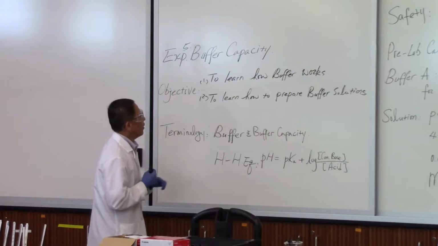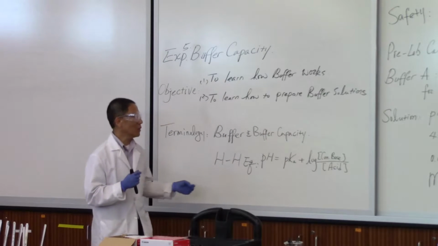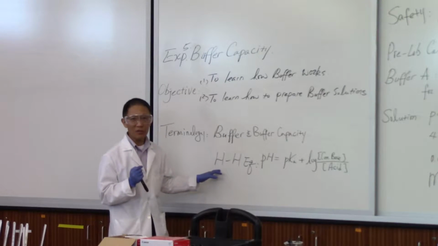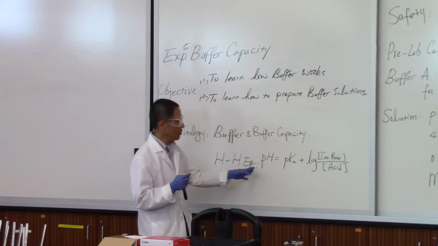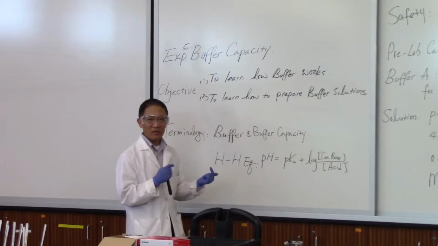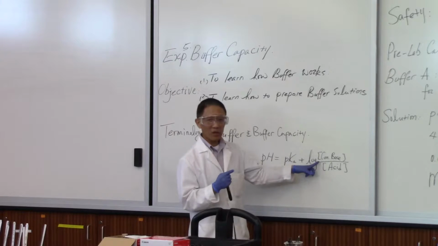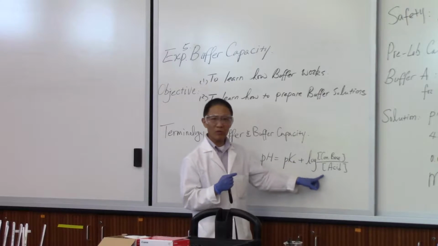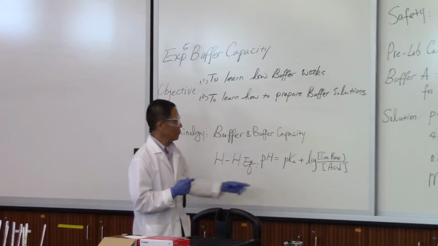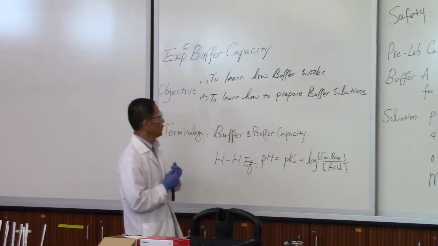Okay? And then when we try to learn how to prepare a buffer solution, we need to use something that we call the Henderson-Hasselbalch equation. So the pH of the buffer solution equals the pKa, Ka being the ionization constant for the weak acid, plus the log term of the molar concentration of the conjugate base over the molar concentration of the acid. So this is the ratio here, the log term, and we have a concentration ratio here.